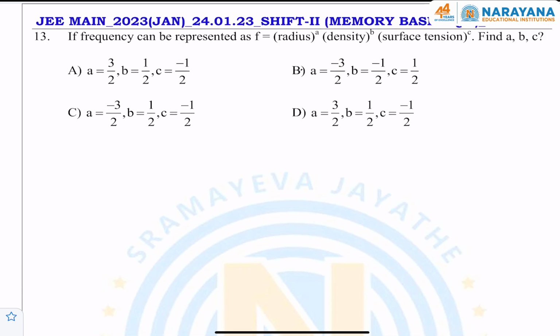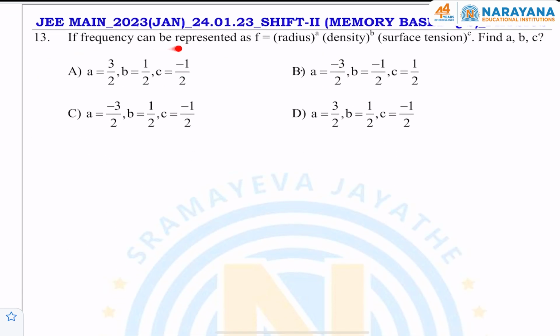Next, 13th question. Frequency can be represented as F equal to radius power A, density power B, surface tension power C. Find the values of A, B, C. It is based on dimensional analysis. Frequency can be written as the inverse of time period. Radius can be written as length power A. Density can be written as mass by length cube power B, and surface tension S power C.